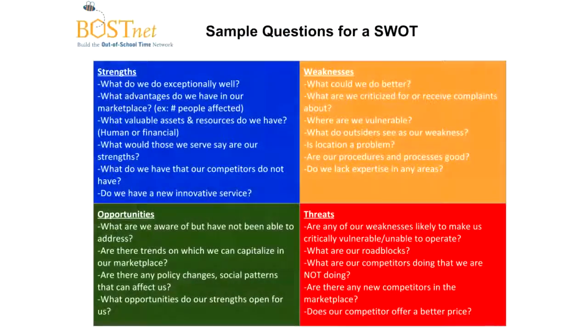I see that somebody's come up with these, but I don't quite understand how to make it. So here's a chart of some example questions. As you're thinking about your SWOT analysis and thinking about your strengths, you can think, what do we do exceptionally well related to our topic? What advantages do we have in our marketplace?